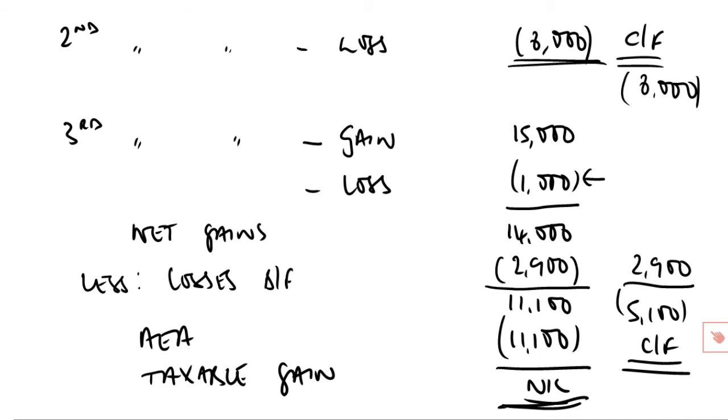So when those losses are carried forward, they're never going to be wasted, because they will only be used against net gains in those future tax years that would be in excess of the AEA.